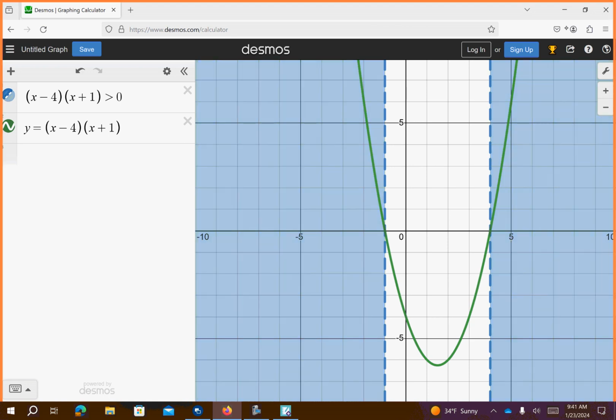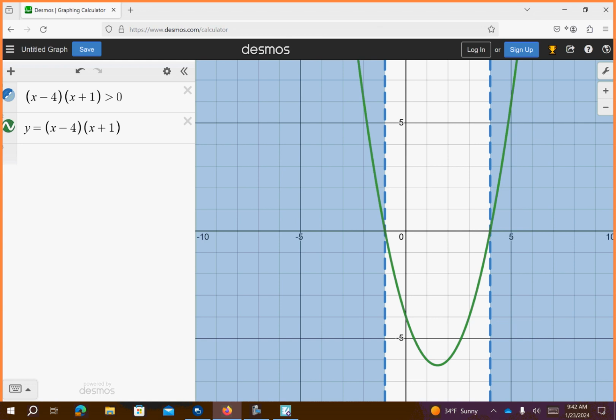Okay, so the top equation is the problem that's given. The bottom equation is if we were taking a look at the parabola. So notice where my parabola crosses the x-axis. It happens to cross at that negative 1. It crosses also at the positive 4. As I go from 4 to infinity, the parabola exists above the x-axis. As I go from negative infinity to negative 1, the parabola is above the x-axis. That's what makes it greater than 0. That's the fundamental theory.